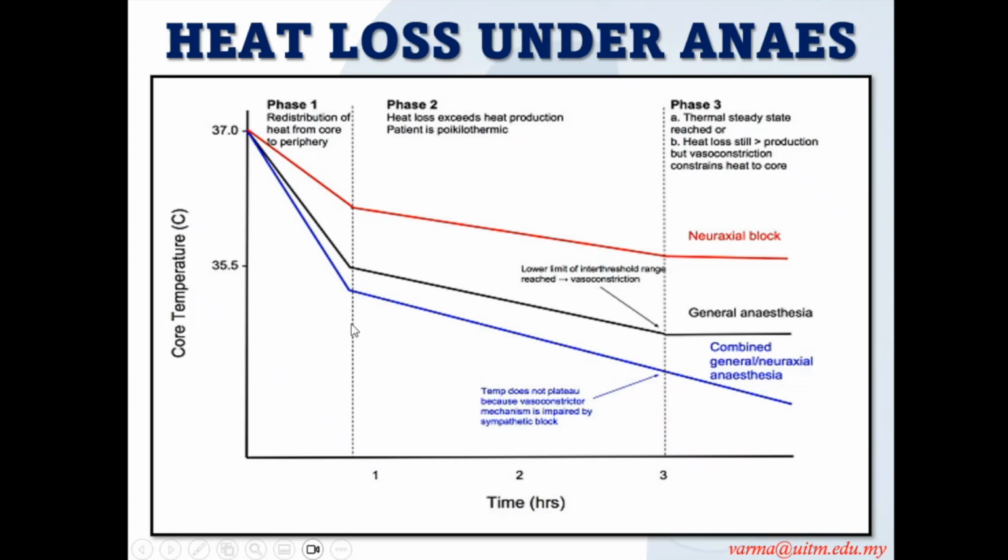So if you look at it, with GA plus RA, the temperature does not plateau because the vasoconstrictor mechanism is impaired by the sympathetic block. This is the sympathetic block by your RA. So the plateau is reached even at a later period. It takes a longer time for the thermoregulatory mechanism to get activated on its own.